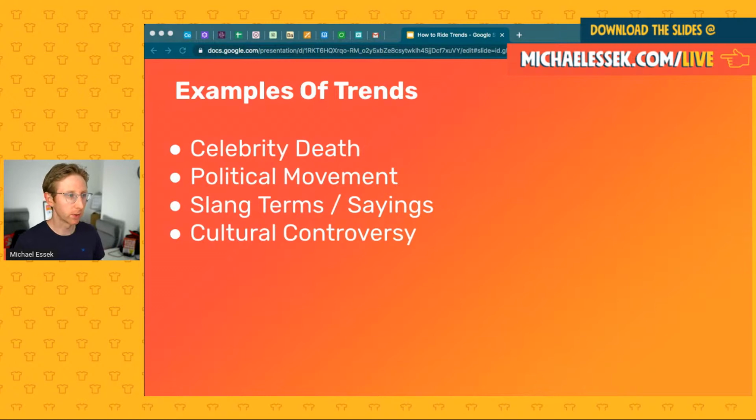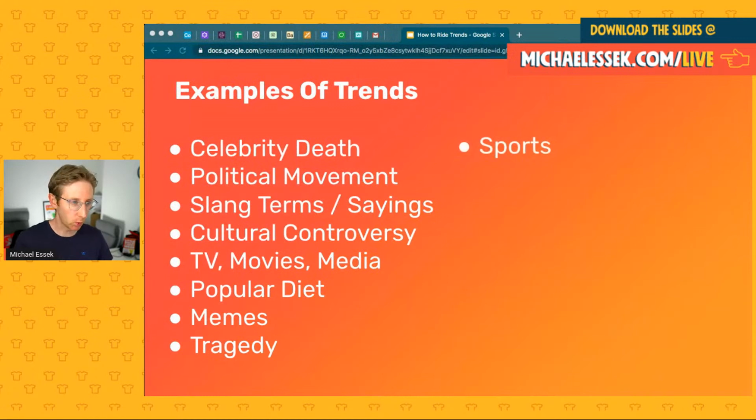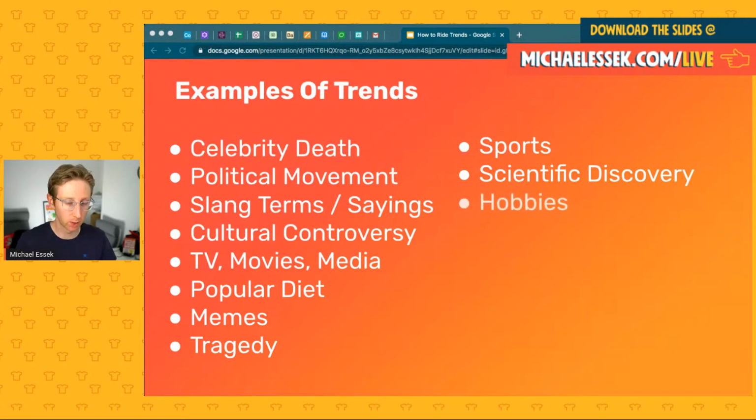Cultural controversies, whether that's stories that could be kind of political, or just wider cultural things, moral issues, or things like that. The kind of things you read about every day online, or on Twitter and stuff like that. TVs, movies, media, popular diets, memes are good examples of trends. Sports trends, so whenever a big sporting event is happening. A scientific discovery can be a good example of a trend, or we saw something like the eclipse, which happened a few years ago. That was a massive trend that a lot of people were able to hop on.